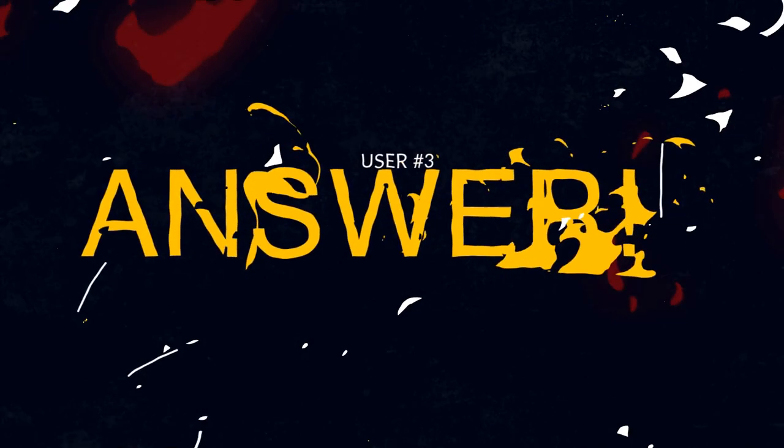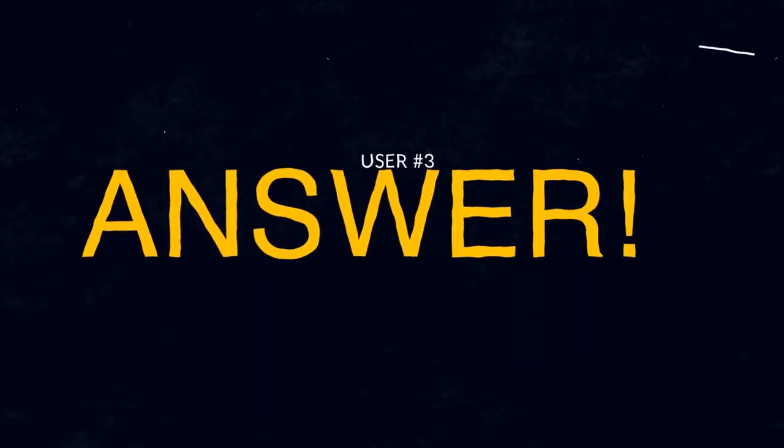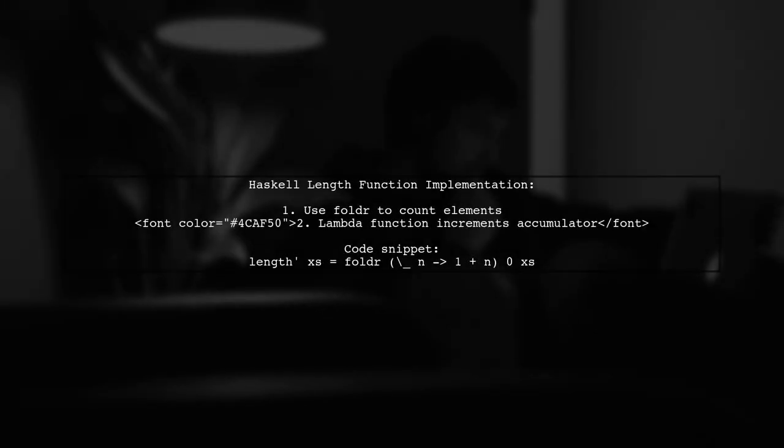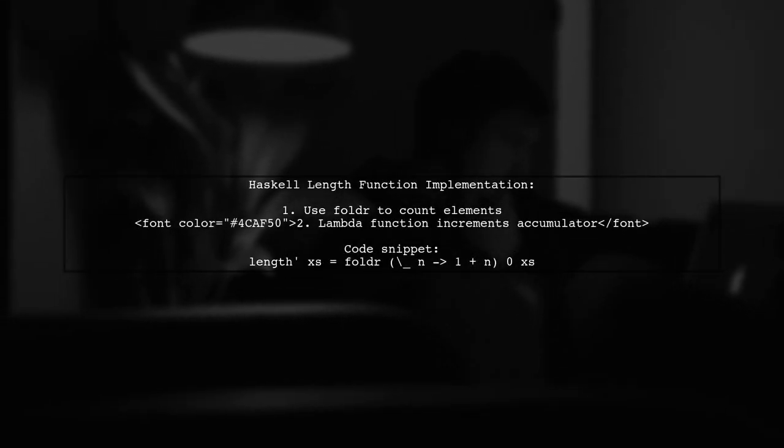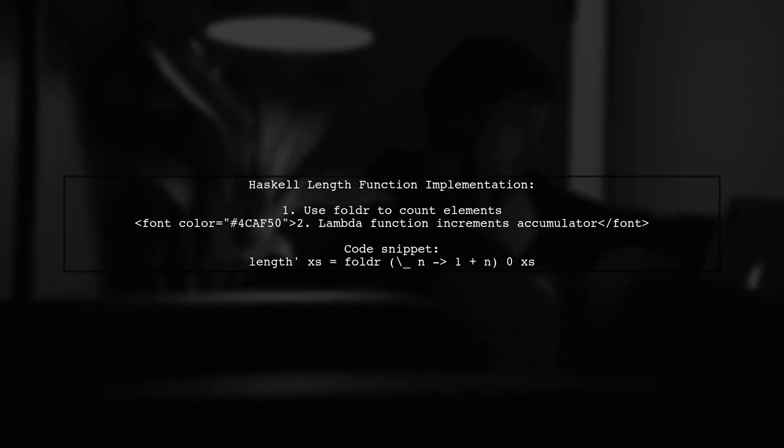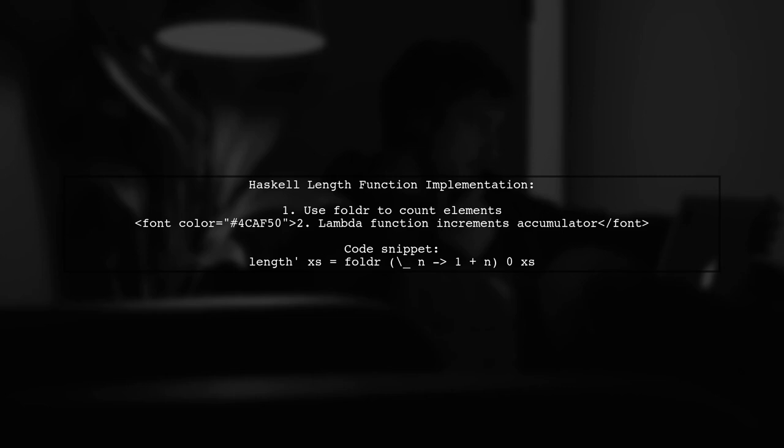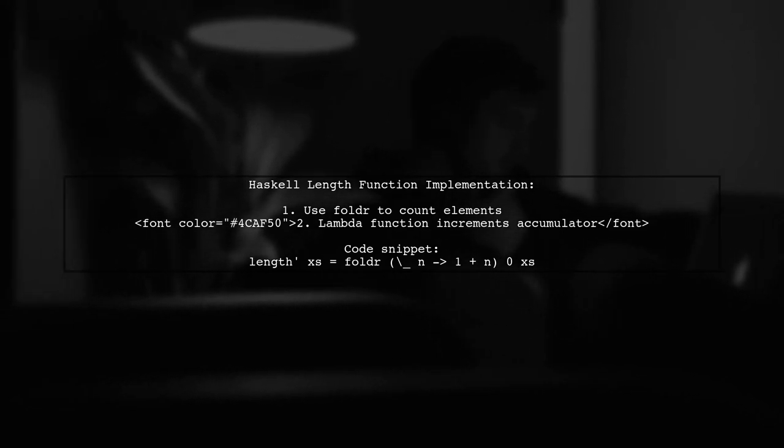Let's now look at another user-suggested answer. In Haskell, you can implement the length function using foldr. The function takes a list and counts the elements by incrementing an accumulator.